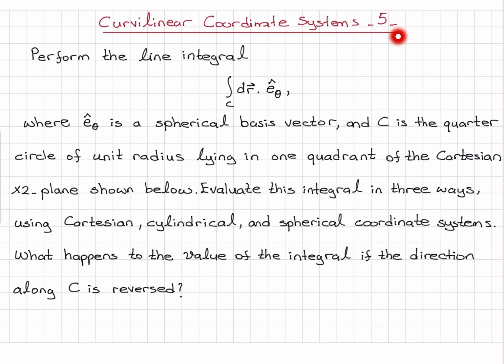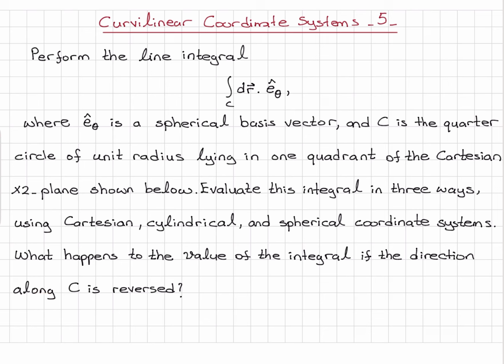Curvilinear coordinate systems 5: perform the line integral, contour integral dr dot e theta hat, where e theta hat is a spherical basis vector and C is the quarter circle of unit radius lying in one quadrant of the Cartesian xz plane shown below. We're going to evaluate this integral in Cartesian coordinates in this video. And what happens to the value of the integral if the direction along C is reversed? We can think about that later.